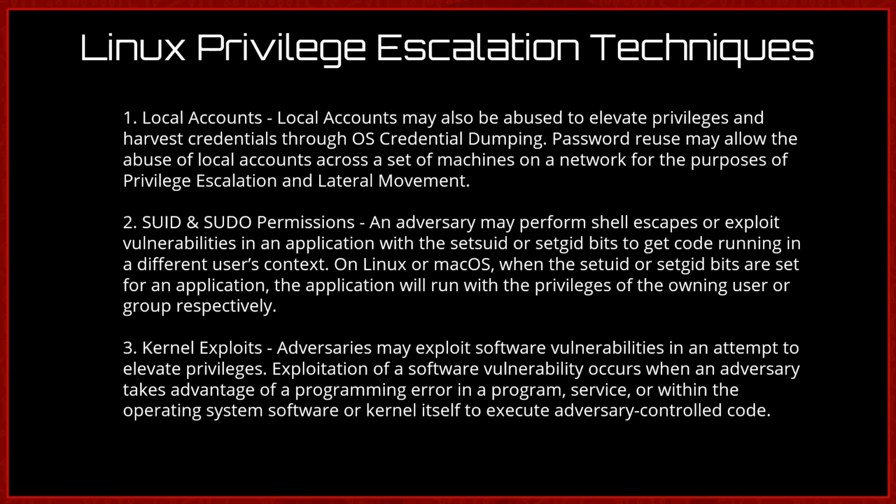And then finally, we're going to explore kernel exploits, all right? So adversaries may exploit software vulnerabilities in an attempt to elevate privileges. The exploitation of a software vulnerability occurs when an adversary takes advantage of a programming error in a program, service, or within the operating system software or the kernel itself to execute adversary-controlled code. So this is not really exclusive to the kernel itself. You can also find vulnerabilities in software or packages that are installed on the target system if they can allow for elevation of privileges. In this case, we'll be focusing on kernel exploits that allow us to elevate our privileges. So we'll be taking a look at that.